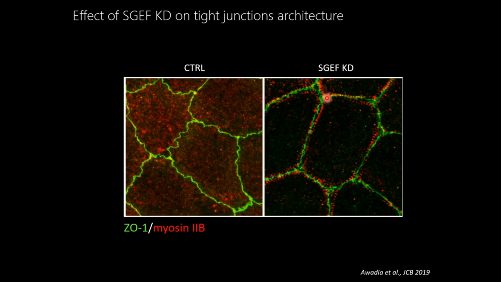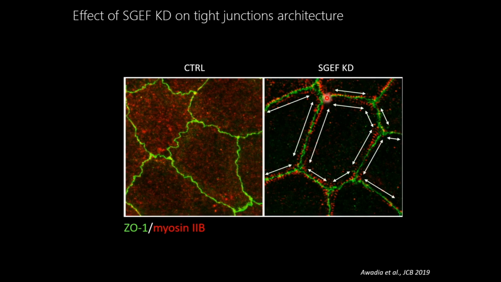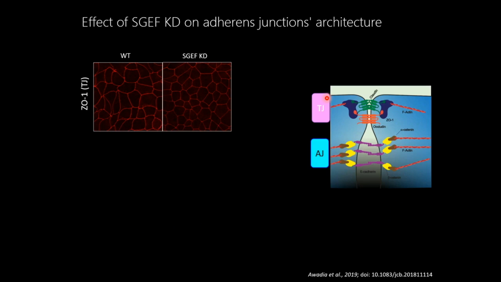So for the rest of the talk, I'm not going to talk about the tight junction phenotype. This is something very interesting, and we're very interested in continuing to explore it. But for the rest of the talk, I'm going to talk more about the phenotype on the adherens junction. So the phenotype on the adherens junctions is the following. I showed you this linear phenotype at the tight junction level.